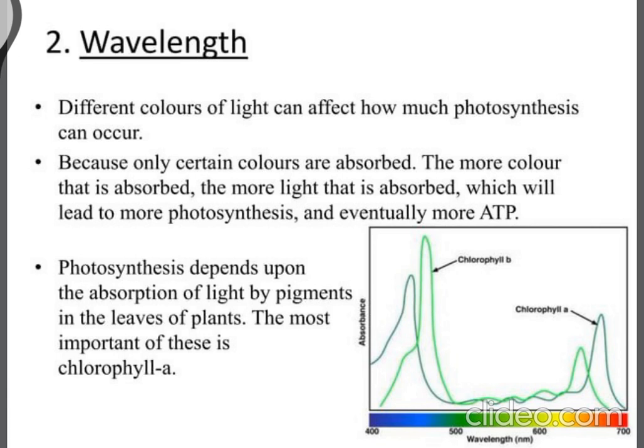So photosynthesis depends upon the absorption of light by pigments in the leaf of a plant. The most important of these is chlorophyll A.